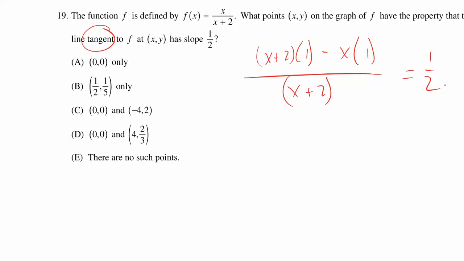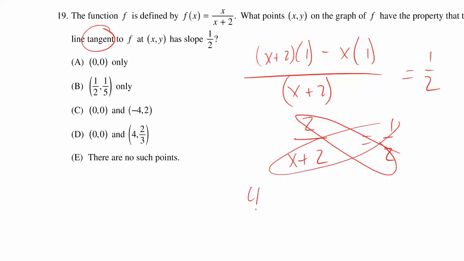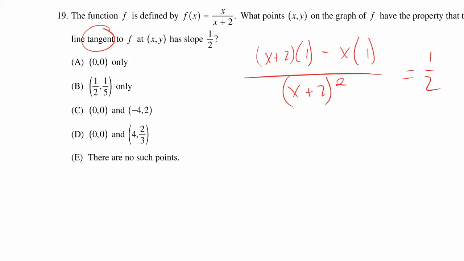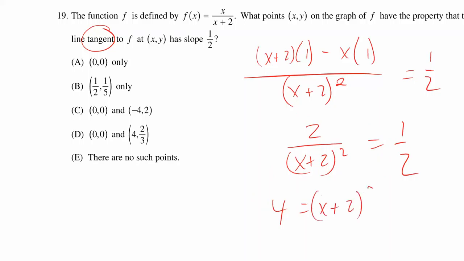It's actually not too bad to solve. I've got x plus 2 minus x, which is actually just 2 over x plus 2 equal to 1/2. And if I cross multiply, I get 4 equals x plus 2. So x equals... I was confused there for a second. We do get 2 over x plus 2 squared equals 1/2. So we get 4 equals x plus 2 squared.